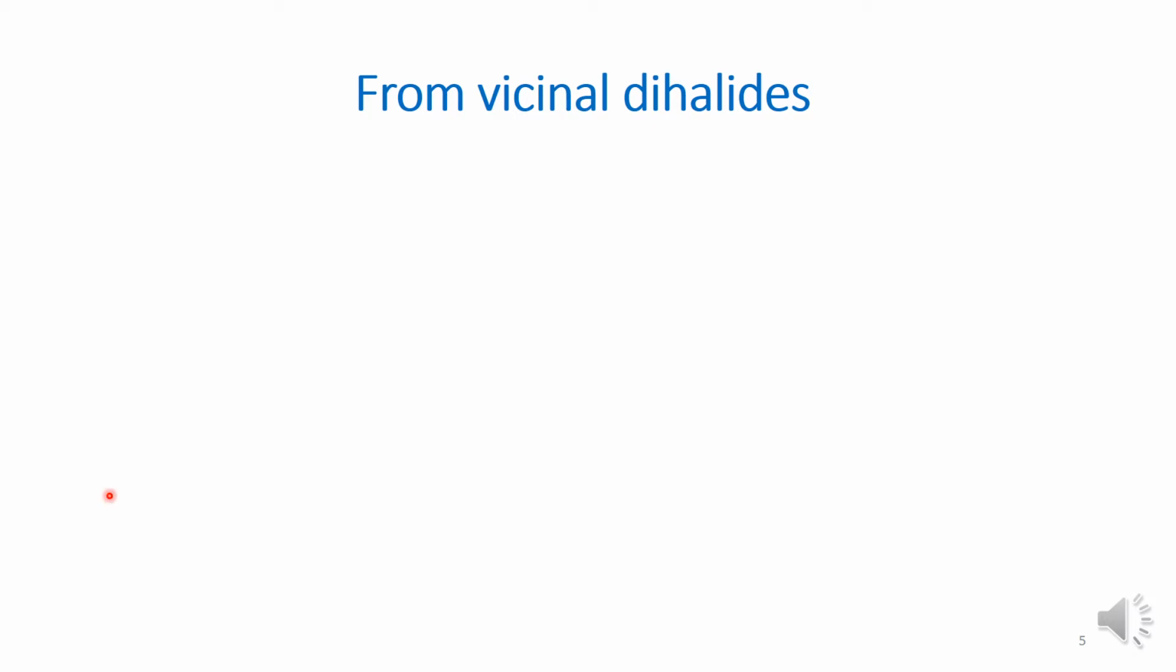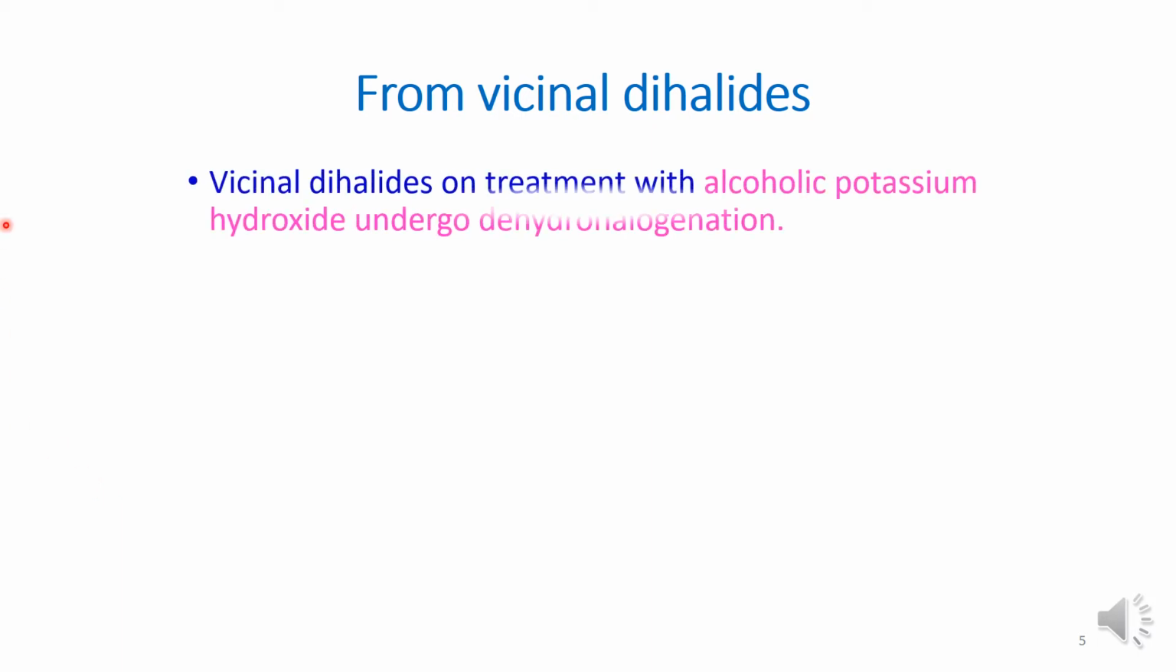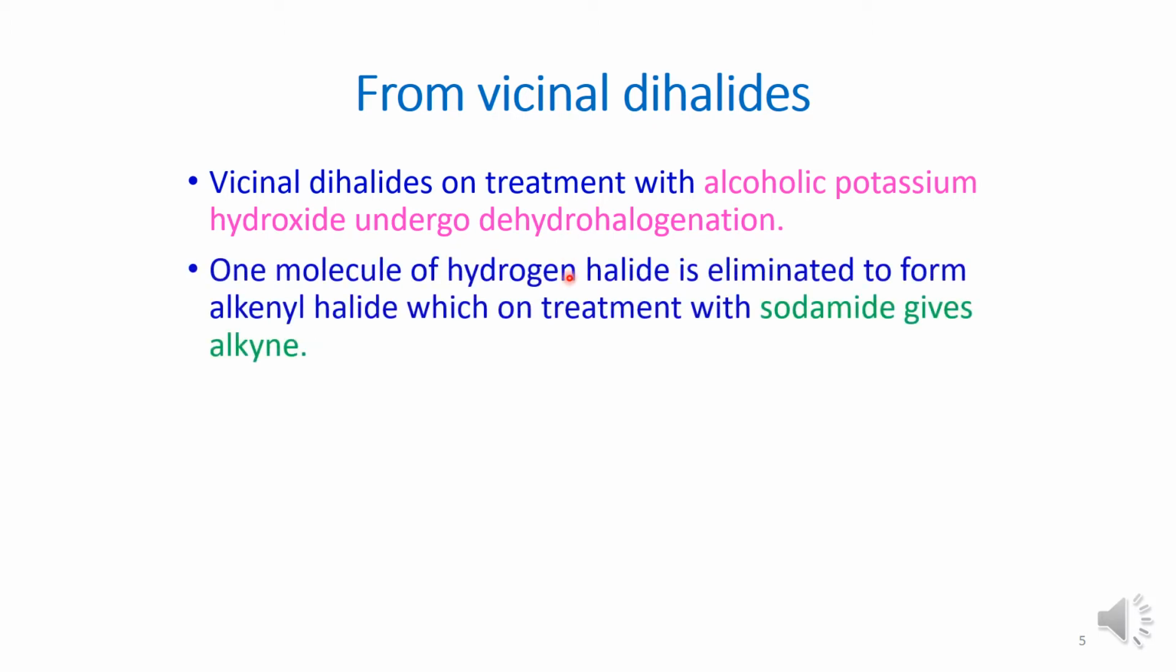Now, preparation of alkynes from vicinal dihalides. Vicinal dihalides are compounds where two halogen atoms are present on adjacent carbon atoms, and when vicinal dihalides are treated with alcoholic KOH, a dehydrohalogenation reaction occurs and one molecule of hydrogen halide is eliminated to form alkenyl halide. Alkenyl halide, on treatment with sodamide, gives alkyne.